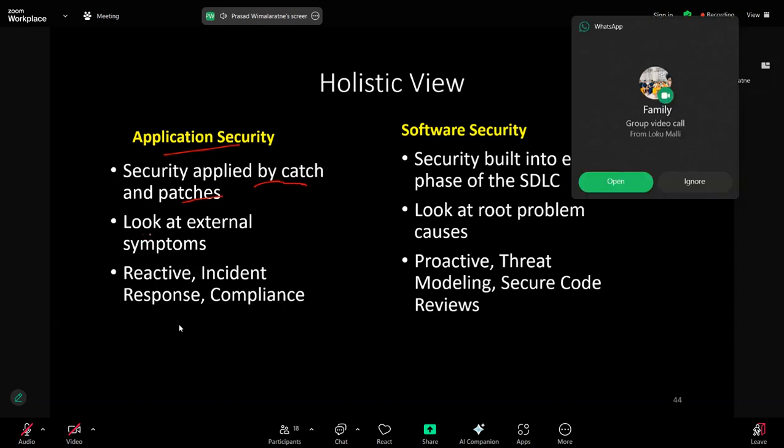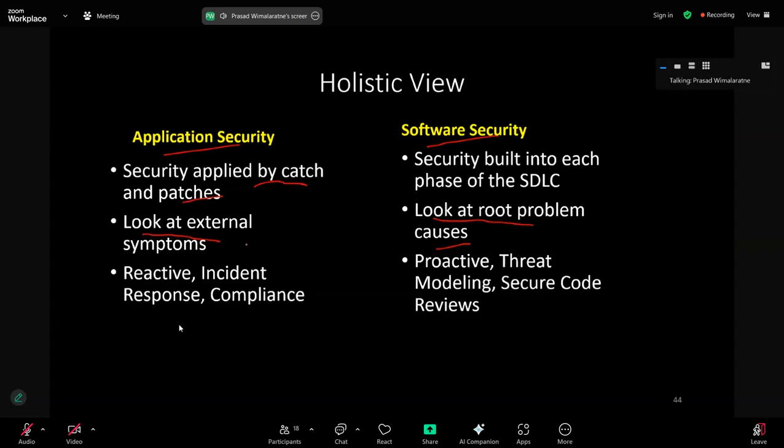And what happens is you look at the external symptoms. But in software security, we look at the root cause of the problem and try to fix it. We don't look at the external symptoms and fix those. We try to address the root cause, because the root cause can be your architecture. An architectural flaw can lead to a long list of security bugs. The problem is in your architecture, not the code you write, right? So that's why.